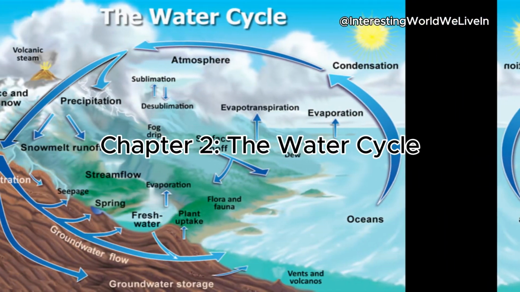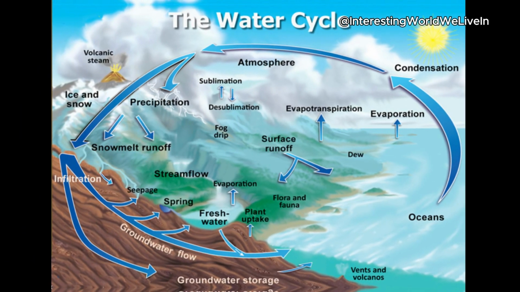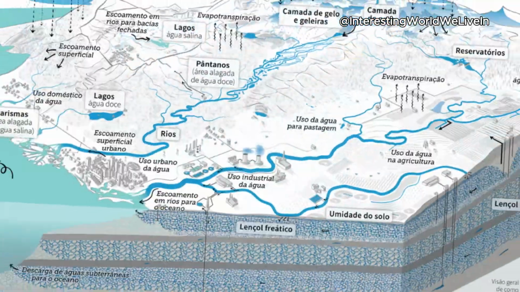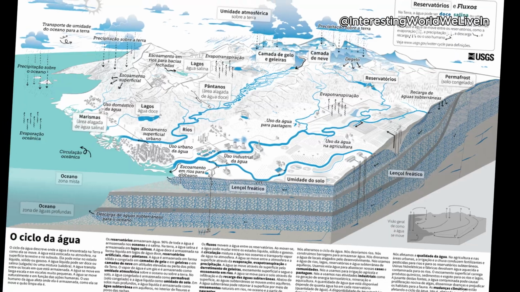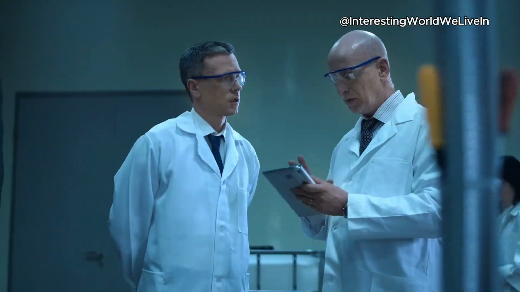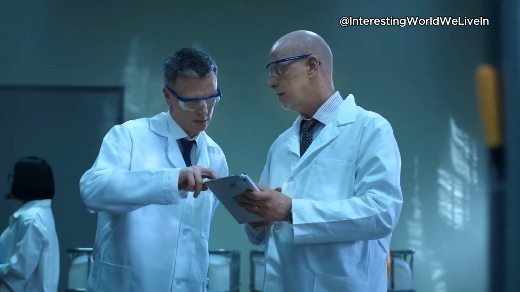Chapter 2. The water cycle. The water cycle, also known as the hydrological cycle, is the continuous movement of water on, above, and below the surface of the Earth. This cycle plays a crucial role in distributing water around the planet and supporting all life. Let's break down the stages of the water cycle.